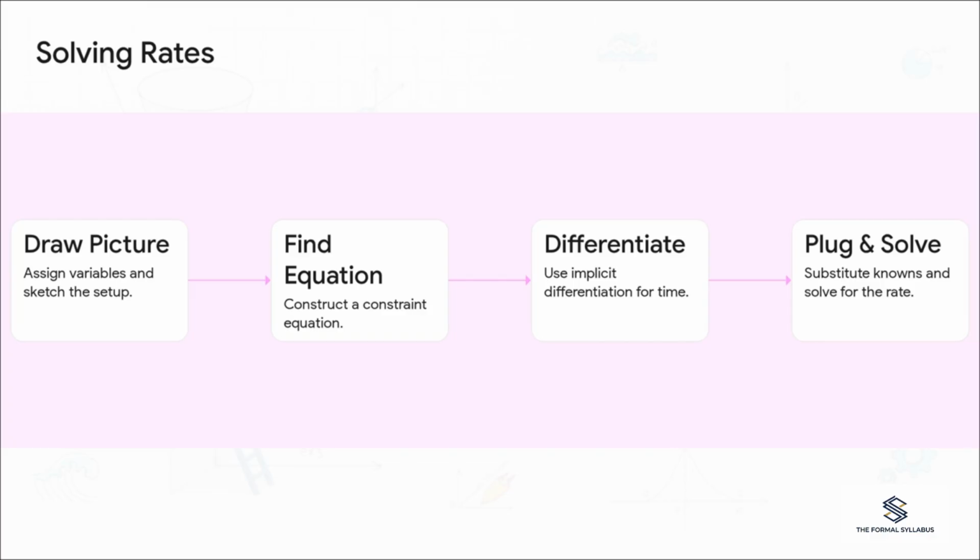Step 1, draw a picture and label your known and unknown variables. Step 2, figure out an equation that relates all these quantities together without any derivatives yet. Step 3, differentiate both sides implicitly with respect to time using the chain rule. And finally, step 4, just plug in your known numbers and solve for that unknown rate.